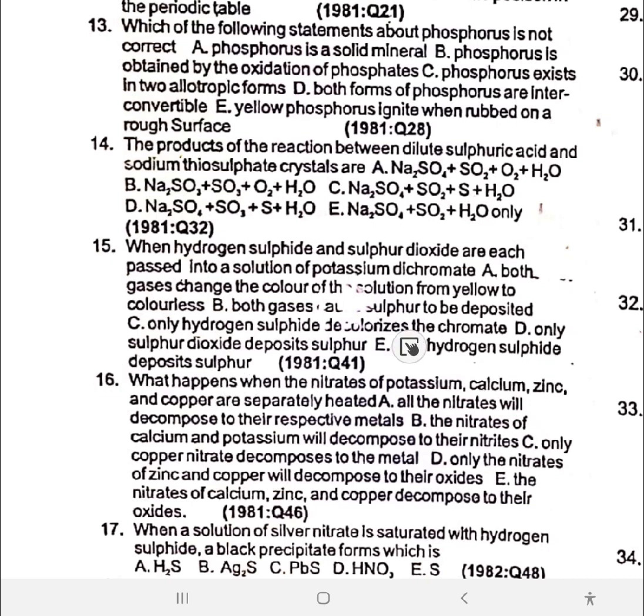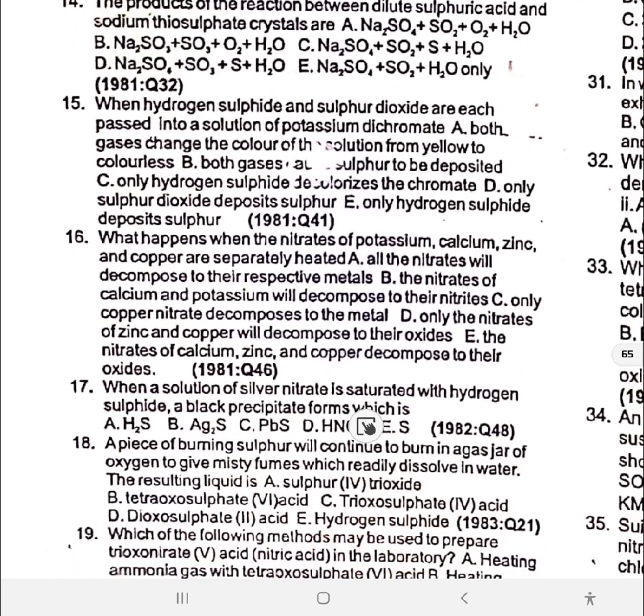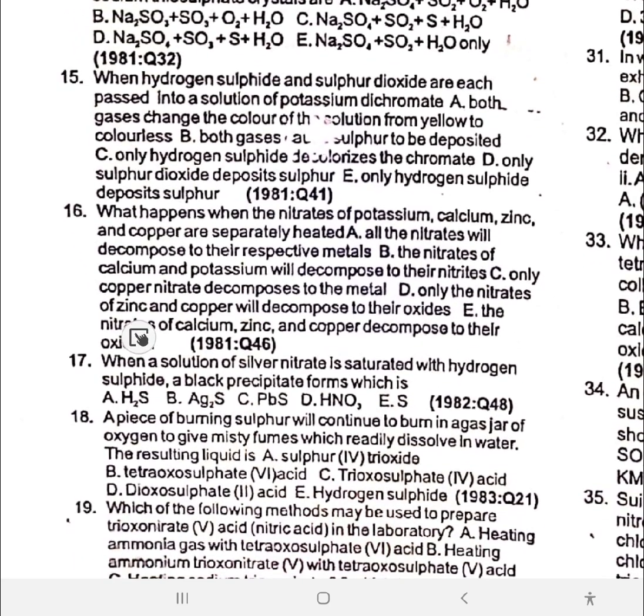So hydrogen sulfide forms a deposit of sulfur. 15 is E. 16. What happens when the nitrates of potassium, calcium, zinc, and copper are separately heated? You need to first know about nitrates. We talked about that in the previous chapter. What will happen is the nitrates of calcium, zinc, and copper decompose to their oxides. We've talked about this. We've given notes. You could go back and review the previous video. 16 is option E.